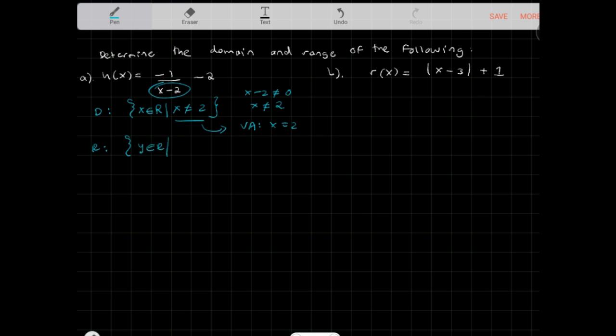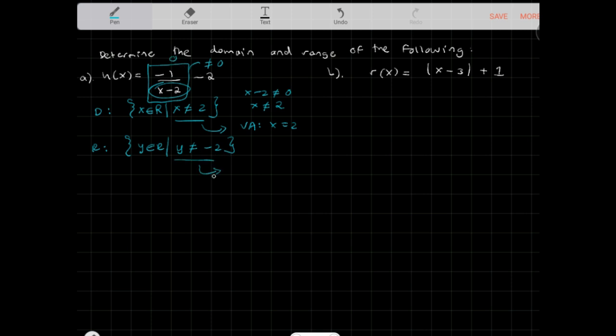Now the restriction on the range, this portion here, the -1 over x minus 2, we know that because it's a fraction, the only way a fraction can become 0 is if the numerator is equal to 0. In this case, this can never equal 0 because the numerator is a constant, -1, right? So because the numerator cannot equal 0, this fraction term won't ever equal 0, and then 0 minus 2 never happens. So y cannot equal -2, right? Because 0 minus 2 won't exist, right?